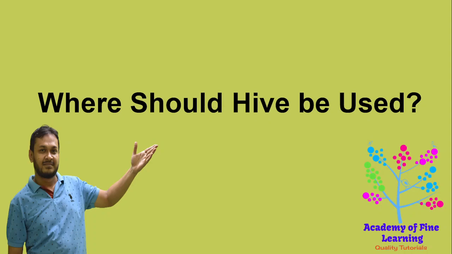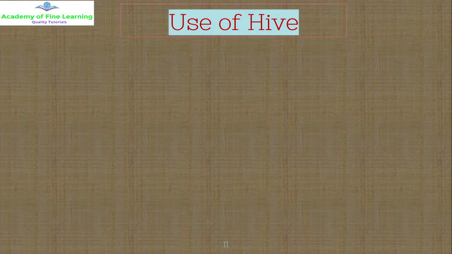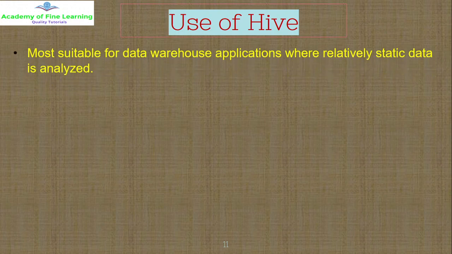For each and every tool, each and every system in Hadoop, we learned that we cannot use it in every scenario and context. Where should Hadoop and Hive be used? Hive is used when we have static data, and it is designed actually for data warehouses. Data warehouse is a fancy and technical term. Data warehouse means a collection of data.